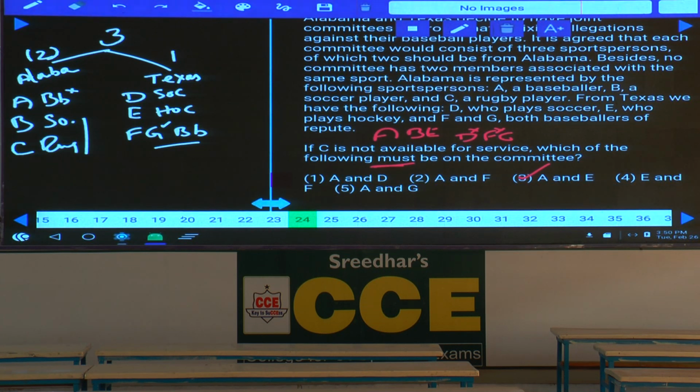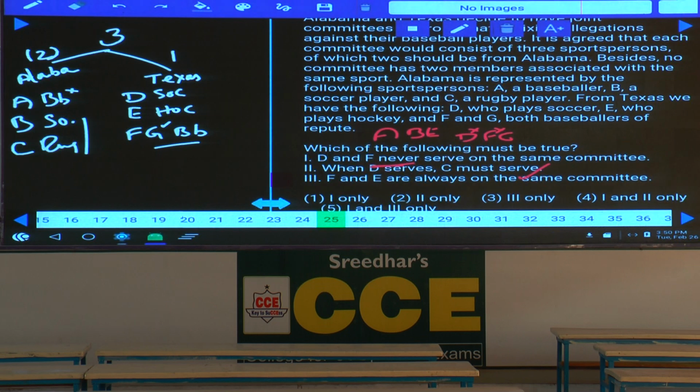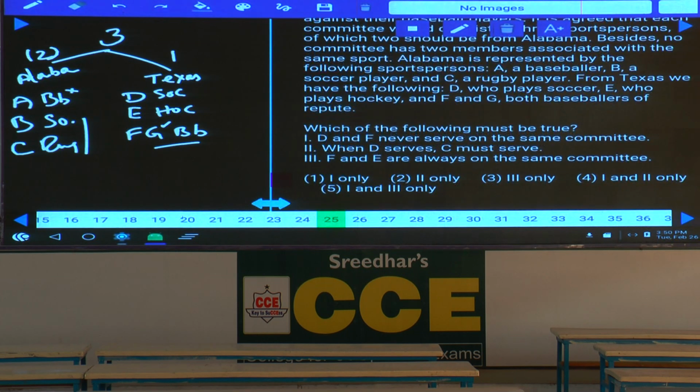Done with this? Then question number 25. Now in this 25, which of the following must be true? D and F never serve on the committee, true or false? It is true. Why is it true? Because 2 persons from Texas cannot be there. Isn't it? Only 1 person from Texas, and 2 persons should not be there. And this is definitely true. Cannot serve on the same committee.